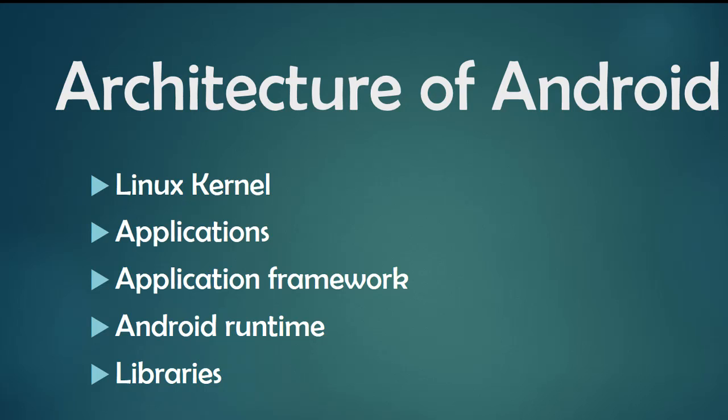And there are also the Android runtime and libraries. So we talk about libraries. This contains all the code that provides the main features of the Android OS. And the Android runtime, at the same layer as the libraries, provides a set of core libraries that enable developers to write Android apps using the Java programming language.